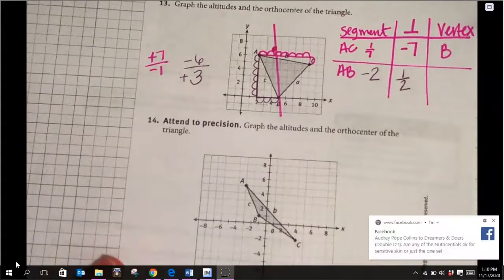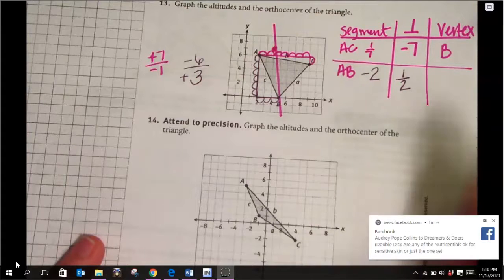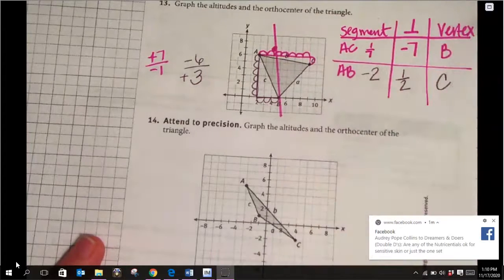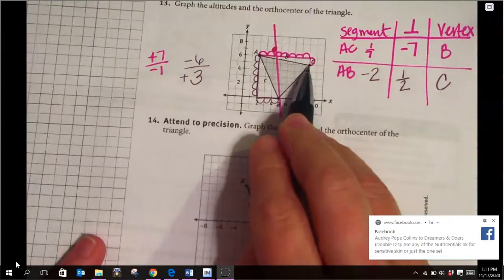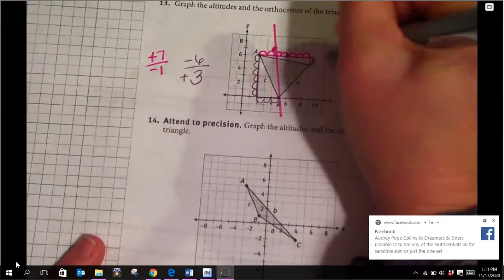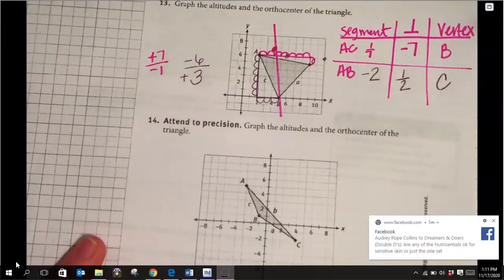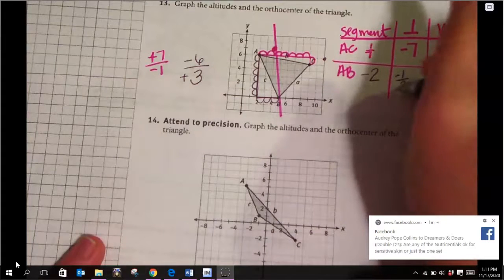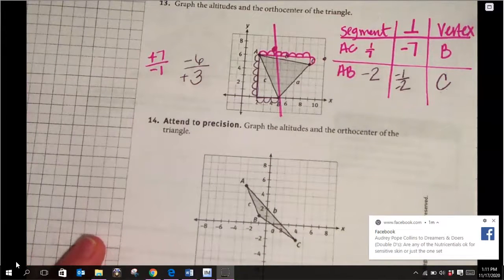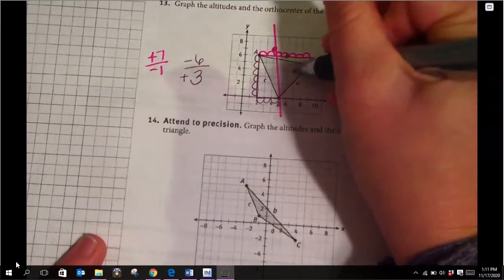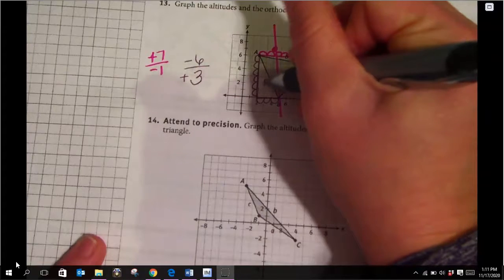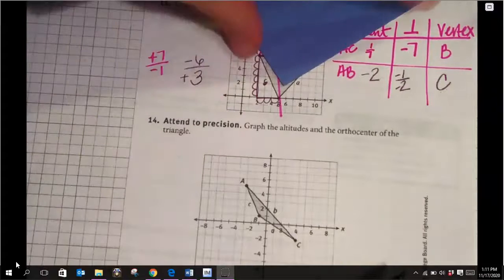Okay, so +1/2. And what vertex am I going from? The one that's not included, which is C, because for AB, the one not included is C. So I come from C and use a slope of 1/2. If I go up 1 over 2, that takes me away from the triangle, so I want to flip that and make 2 negative moves, because 2 negative moves is the same thing as a positive. So I go down 1, left 2, down 1, left 2, down 1, left 2. Again, I'm using my straight edge.